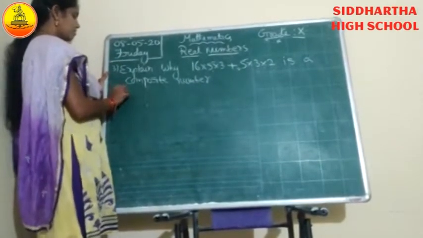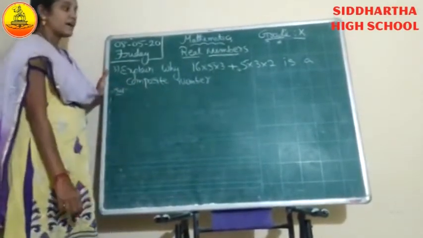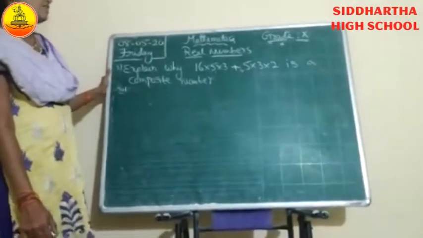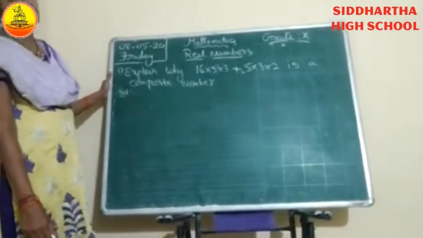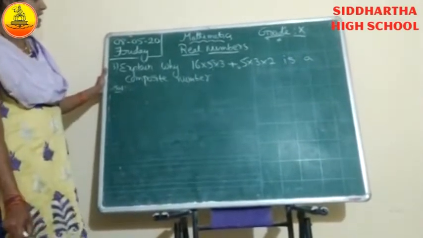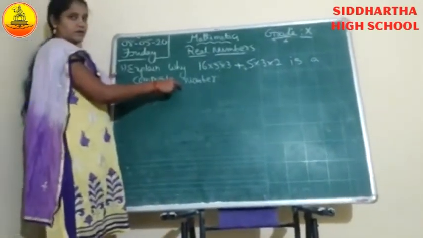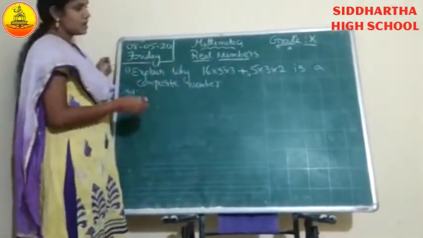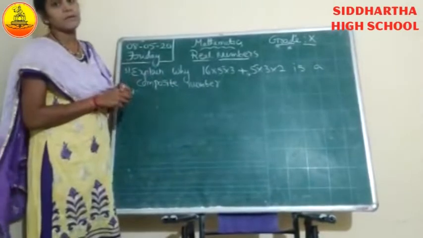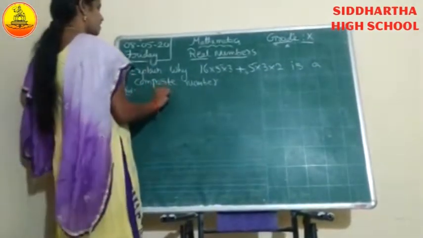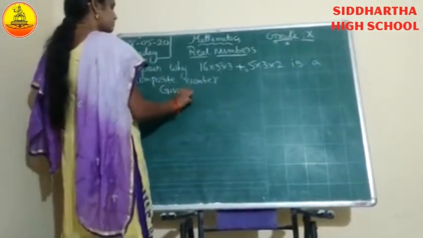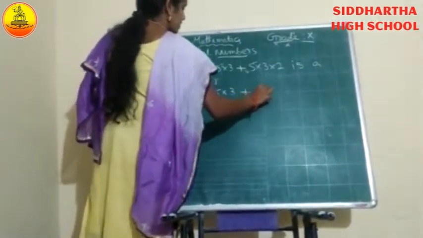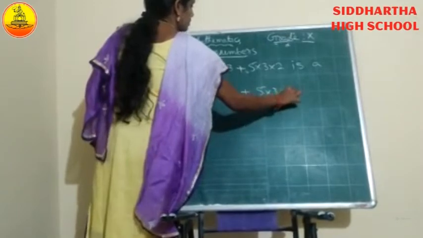See, what is the question given here? Explain why 16 into 5 into 3 plus 5 into 3 into 2 is a composite number. They are saying it is a composite number, but we have to say why it is a composite number. So how to solve? We have to use the fundamental theorem of arithmetic. First of all, what is given here? 16 into 5 into 3 plus 5 into 3 into 2.